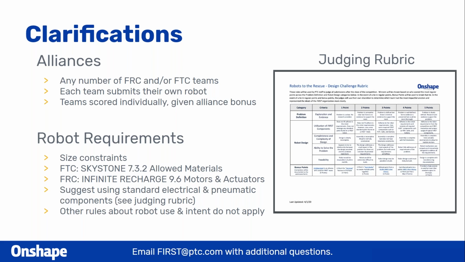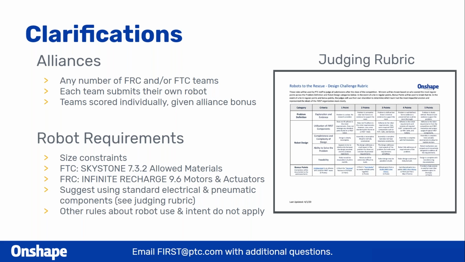It might be something that typically isn't safe on a game field, but it's okay in this competition because these robots aren't going to actually be playing with each other and you won't have the ability to actually hurt another robot. So for example, there's rules about something being too sharp because it might hurt another robot.